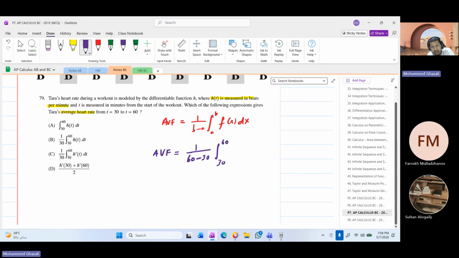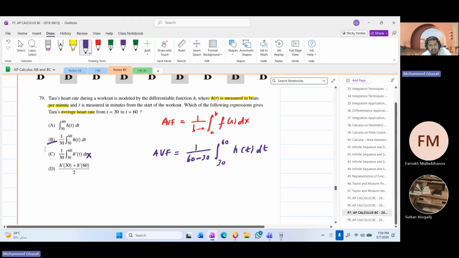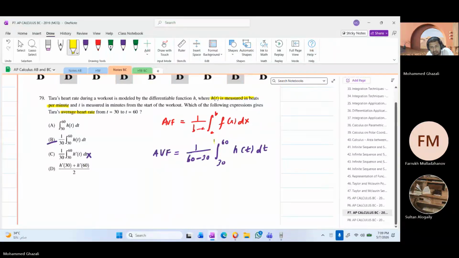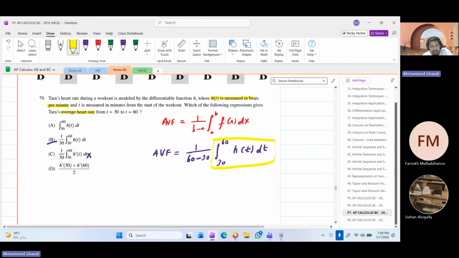From 30 to 60, f of x is h of t, so that's 1 over 30 times the integral from 30 to 60 of h of t dt. Not h prime of t, that's incorrect. That's your answer, B. Does that make sense? Are we good? Yeah, straightforward. If you integrate h of t dt, you'll get beats, because h is in beats per minute. But we want the average heart rate from 30 to 60, so you divide over that interval.